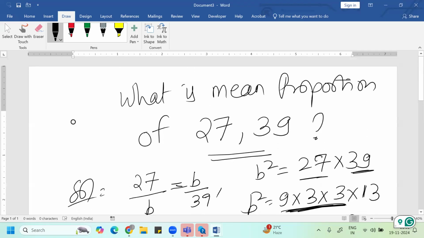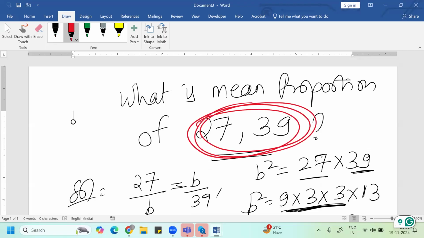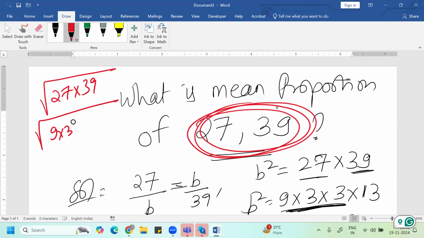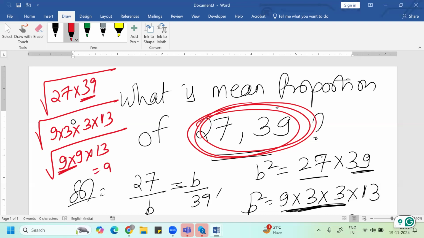The moment you see this, what is the mean proportion of 27 to 39? Just do the square root of 27 into 39. And 27 is what? 9 threes are. And what is 39? 39 is 3 into 13. So this is equal to 9 into 9 into 13. So the square root of 9 into 9 would be 9, and the square root of 13 will be left there. Getting it, everyone? Any doubt?